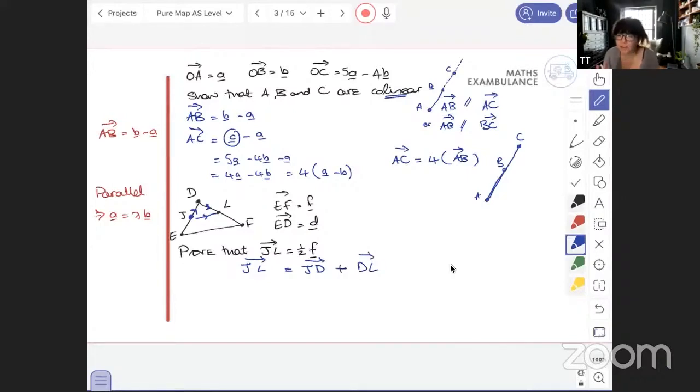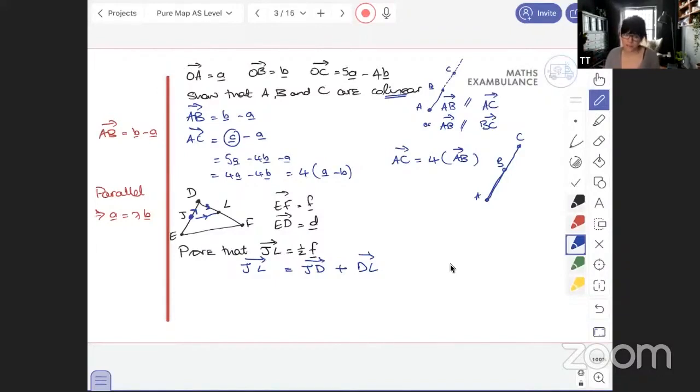So that's not really a fact of vectors. It's just imagining a map. If I want to go from my house to my friend's house, I could go via the shop. I could go from my house to the shop and then from the shop to my friend's house. Just moving around, just facts of moving.